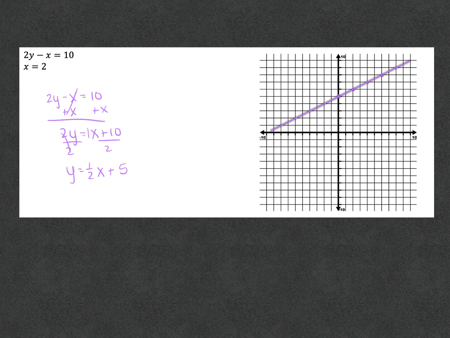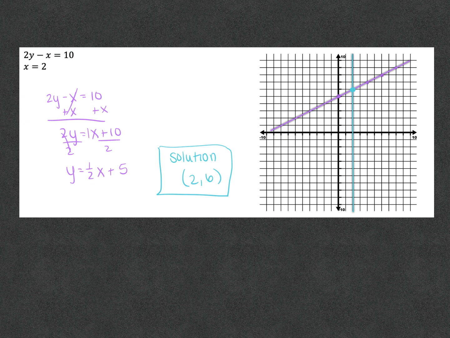Okay, the other one is one of our special lines. That is x equals 2, so it just goes through x equals 2, and it's a vertical line. So our solution for this one is right here. And then that coordinate, solution, is 2, 1, 2, 3, 4, 5, 6. 2, 6, because that's where they intersect.